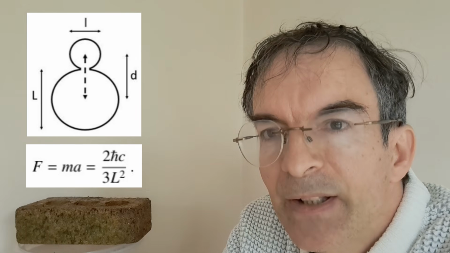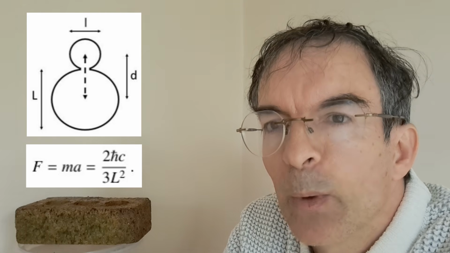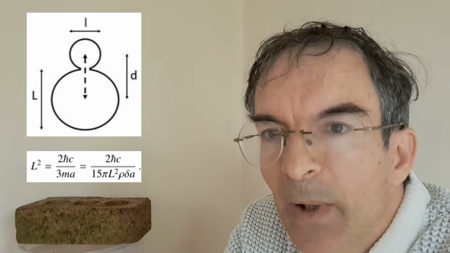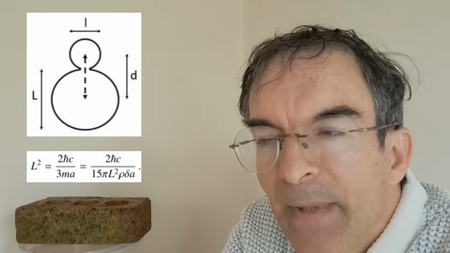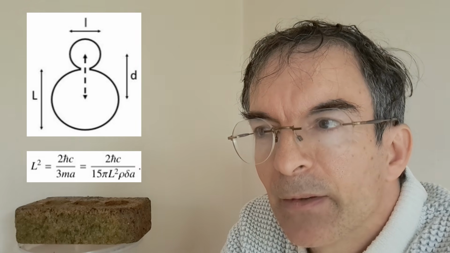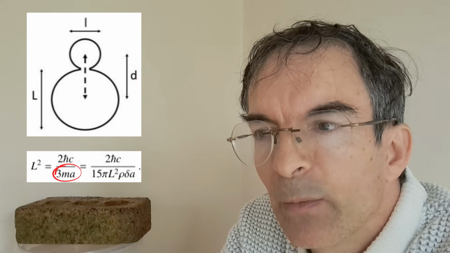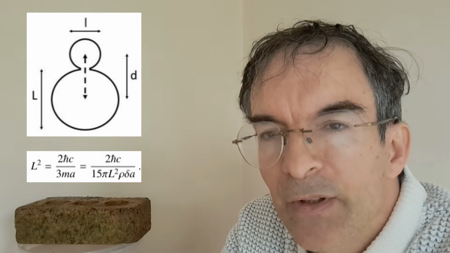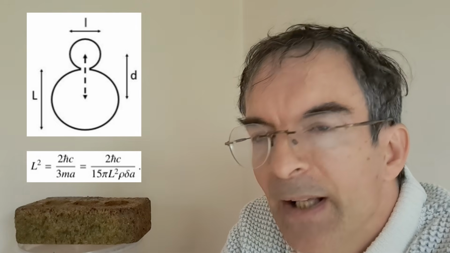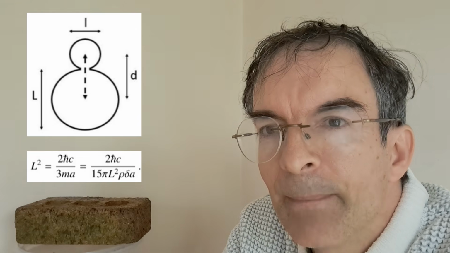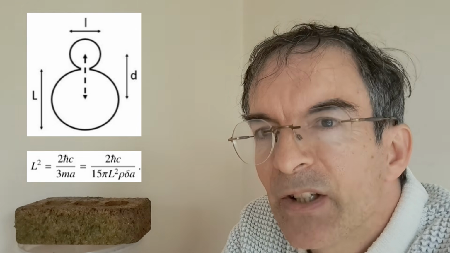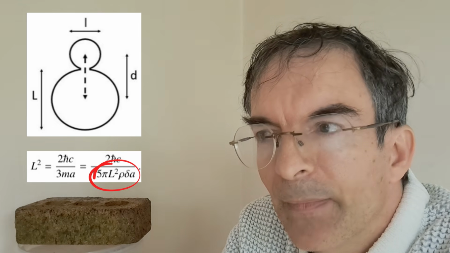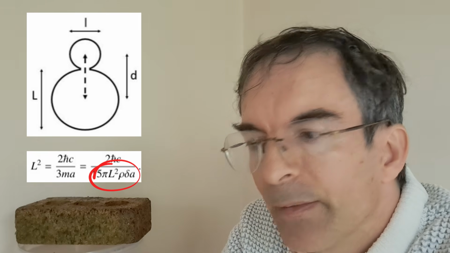And we can rearrange this to make L squared the subject of the equation. So we get L squared is 2h bar c over 3ma. And the uncertainty here is the mass. So if we assume that the mass is just the shell of the two spheres, we can calculate the mass, and you can get something like 5 pi L squared times the density of the metal that's used times the thickness of the walls divided by 4.